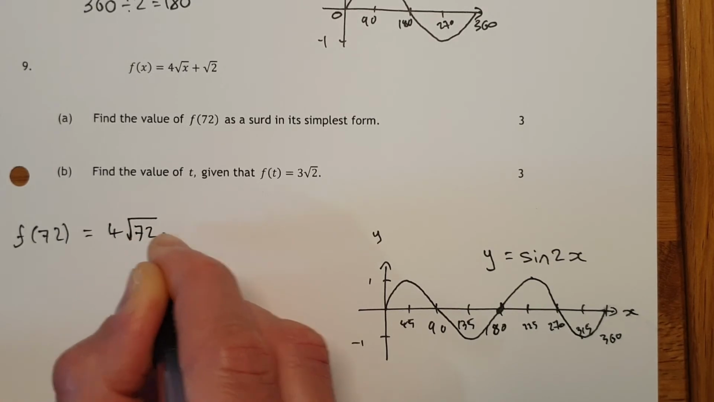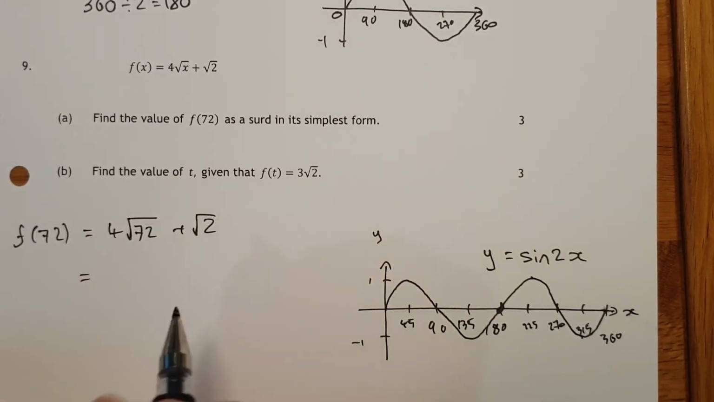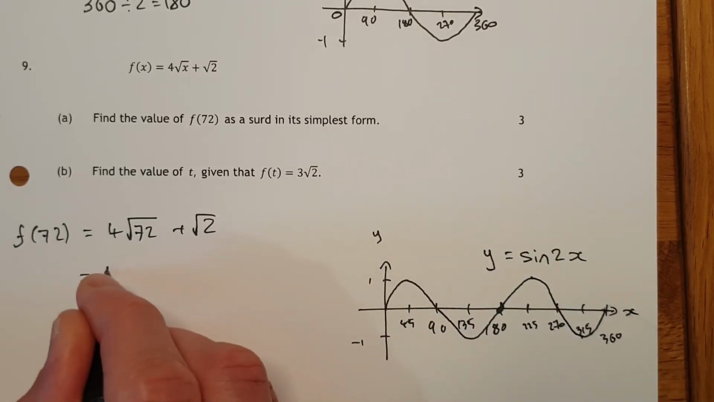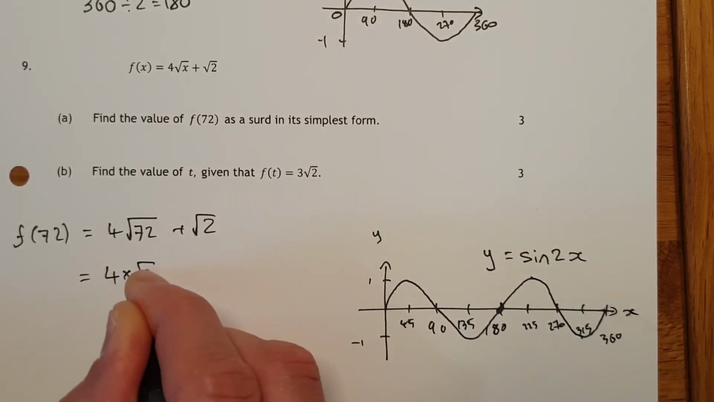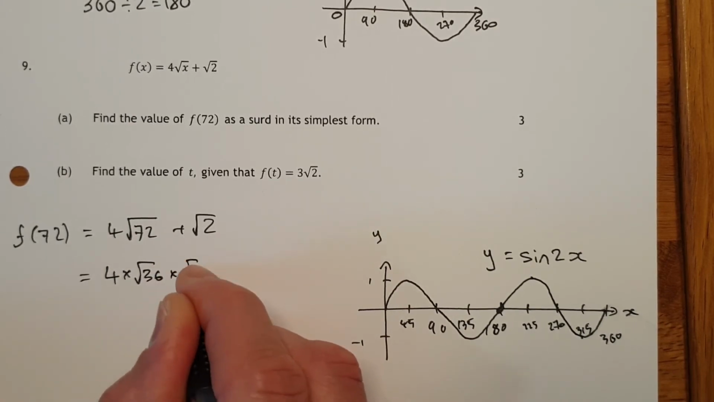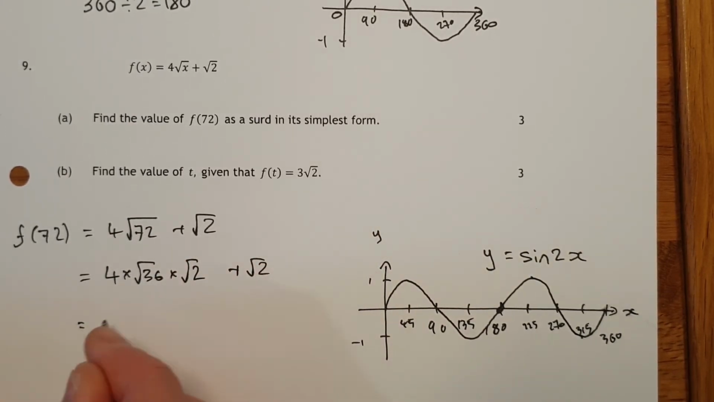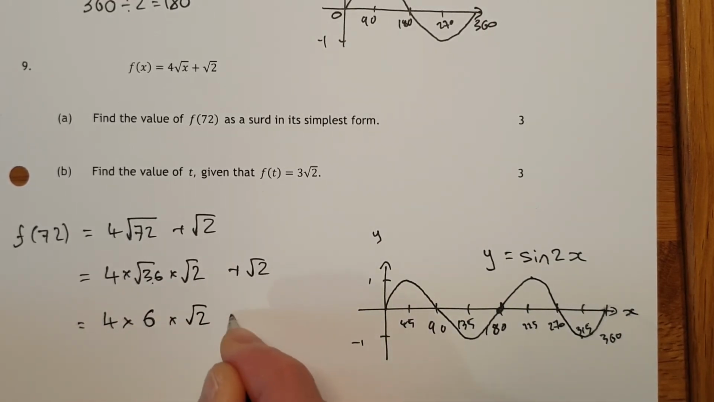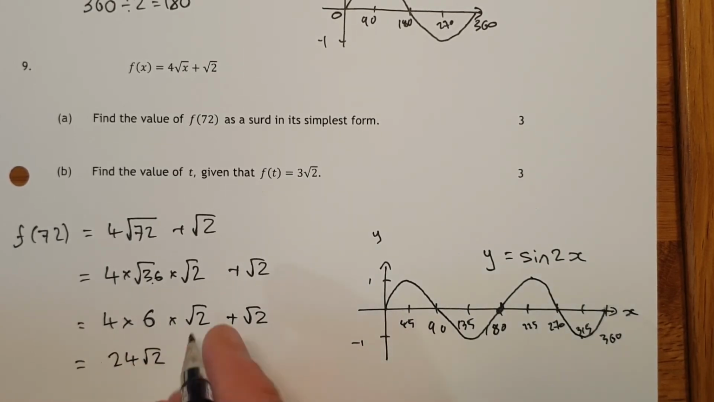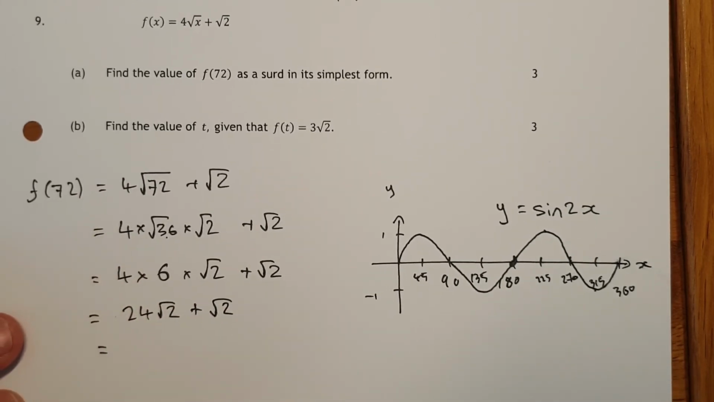Now we're going to have to simplify this. Now 72 is 36 times 2, or 8 9s, or 12 6s. 36 and 2 makes sense because 36 is a square number and it's the largest one that goes into 72. So it's 4 times root 36 times root 2 plus root 2. So it's 4 times, now the square root of 36 is 6, times root 2 plus root 2. Well, 4 6s are 24, so it's 24 root 2 plus root 2, and that makes 25 root 2.